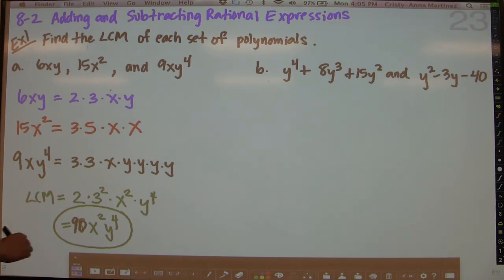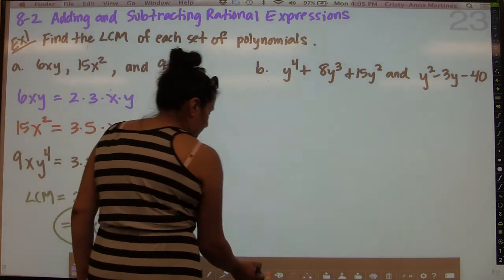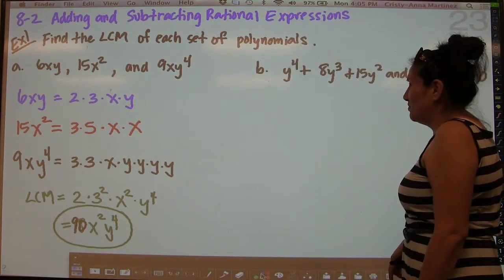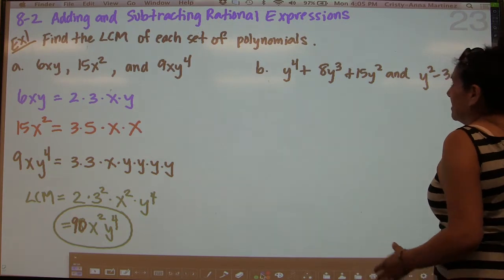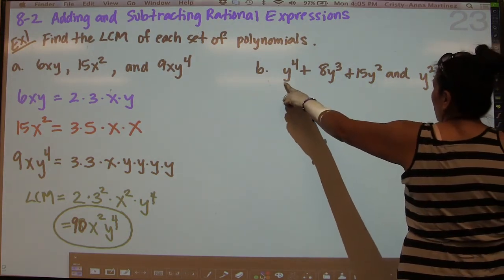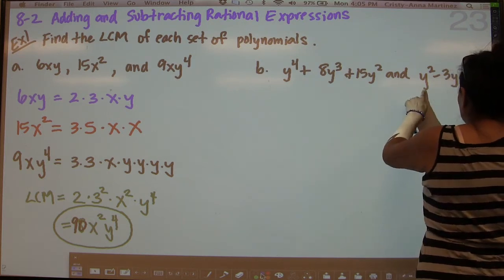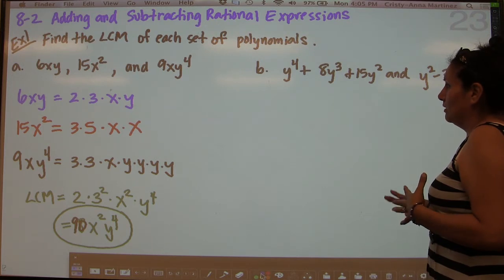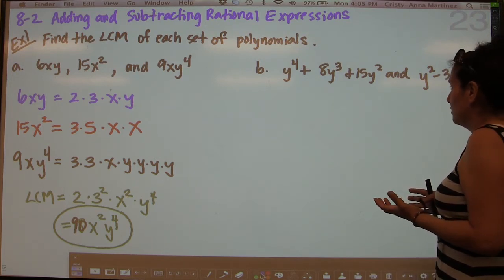All right, so now we're going to go on to part B and do the same thing. Only this time, our terms are a lot bigger, because there you only had 6xy, you had 3 different terms. Here, this is all one term, and this is all one term. So before we can even start writing out the least common multiple, we have to factor these little guys.